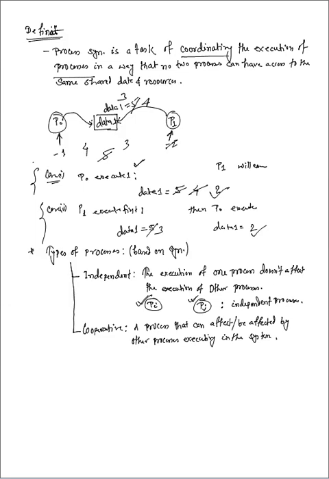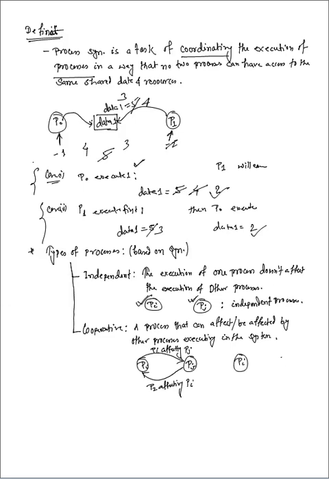So what I am saying, let us suppose there are two processes, Pi and Pj. You can see here Pi affecting Pj. If I draw a line from Pj to Pi, it means Pj is affecting Pi, right? So this is called a cooperative process.